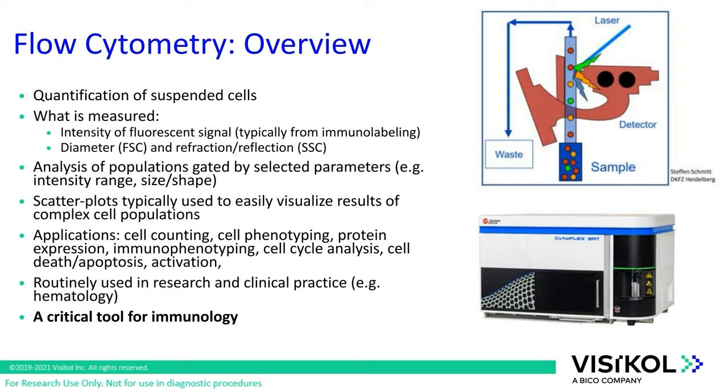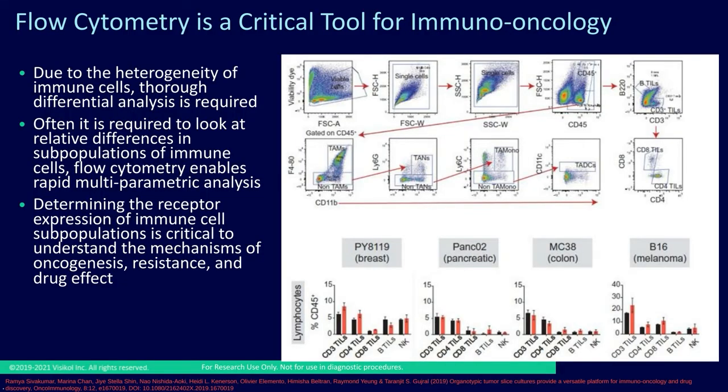There's obviously a wide variety of applications that flow cytometry is critical for. It's routinely used in research, obviously, and also in clinical practice, such as for hematology. So flow cytometry has been a critical tool for a long time. It allows us to take extremely complex populations of cells and essentially come up with a systematic way to evaluate differences in those populations and how they might change or shift due to treatments or the progression of a disease.